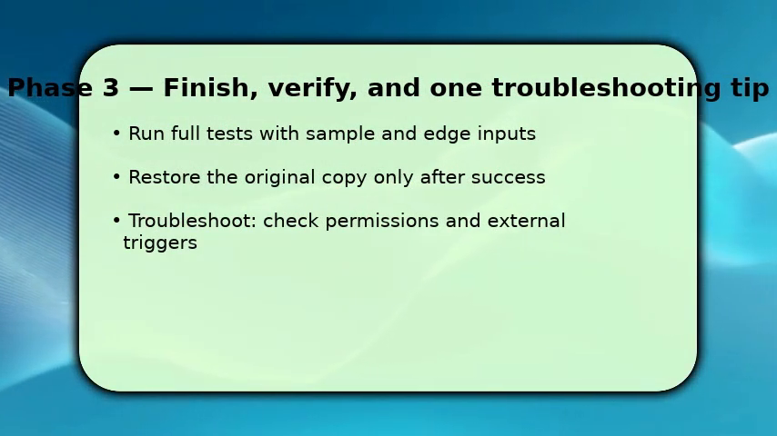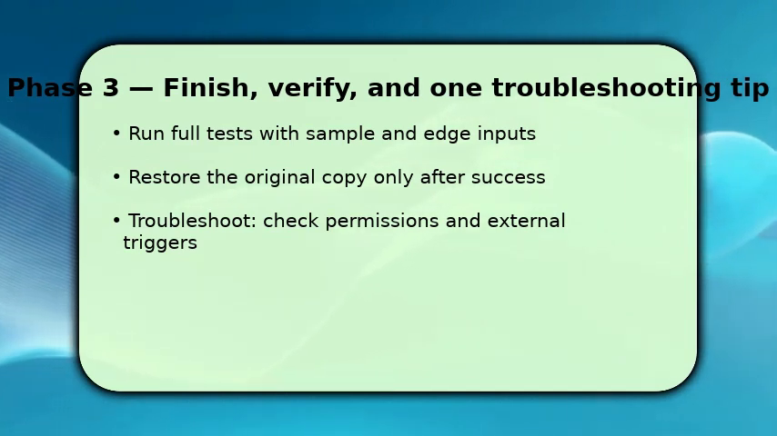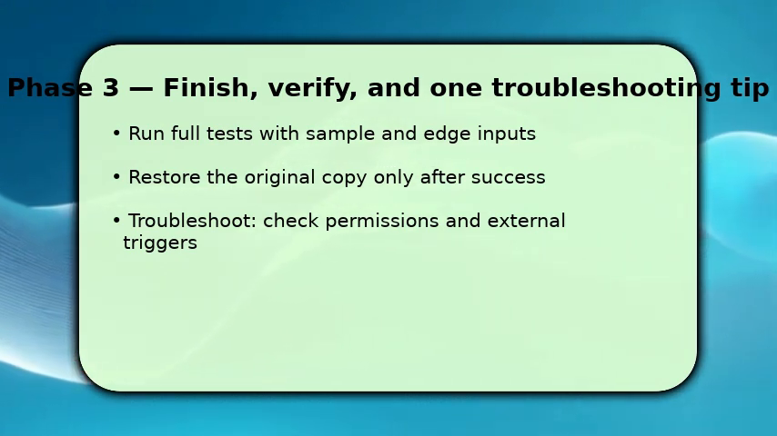Finish by running comprehensive tests that include normal and edge case inputs to confirm the loop is gone. You should run the workflow both manually and via the original trigger so external schedulers or calendars don't reintroduce the loop. Once satisfied, overwrite the original or keep the fixed duplicate with version notes.